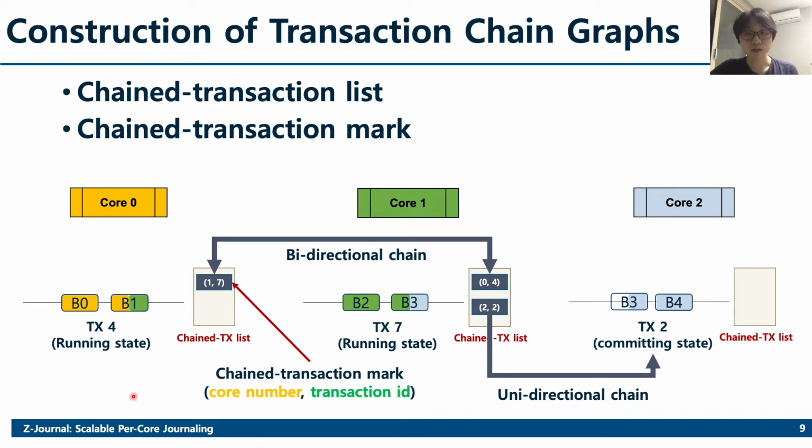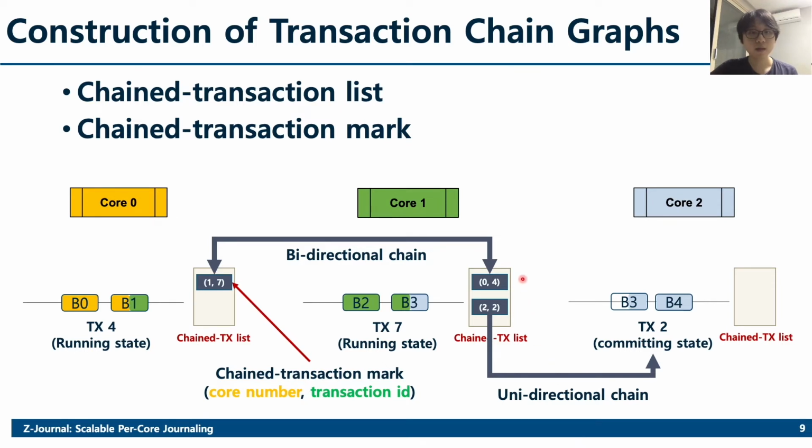A transaction ID is unique within a core. Therefore, a pair of transaction ID and the core number can be used as a unique identifier of a transaction system-wide. A chained transaction mark is a pair of core number and transaction ID. The meaning of a transaction mark is that the transaction ID of that core number must precede the transaction that has the mark. For example, in this figure, transaction 4 of core 0 has 1,7 in its chained transaction list. This means transaction 4 of core 0 cannot be checkpointed before transaction 7 of core 1 is committed.